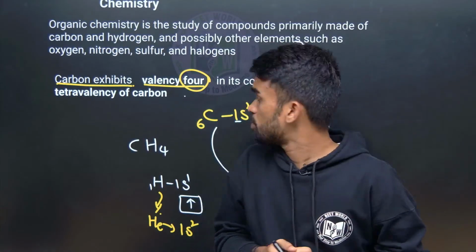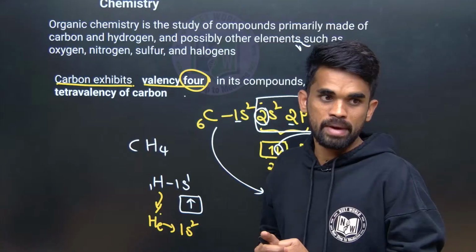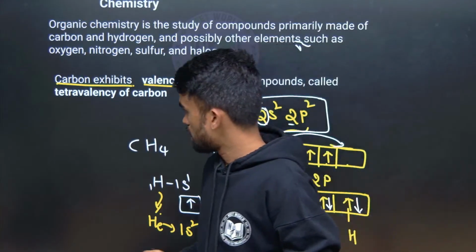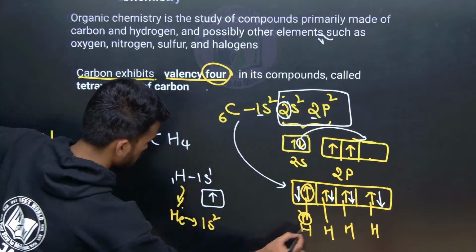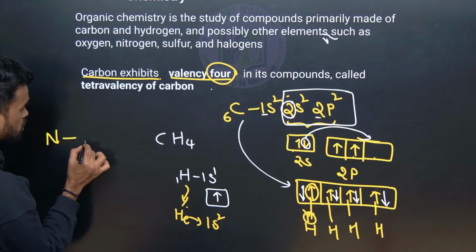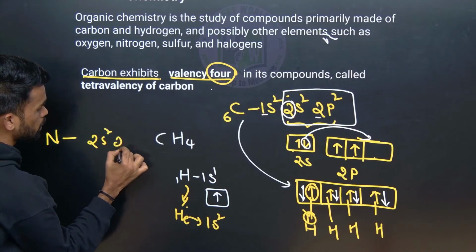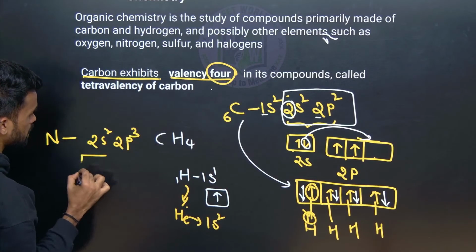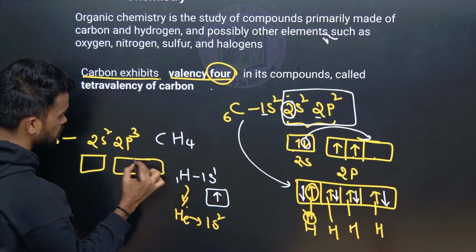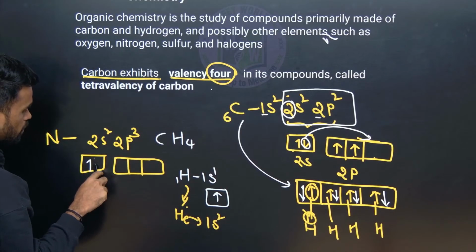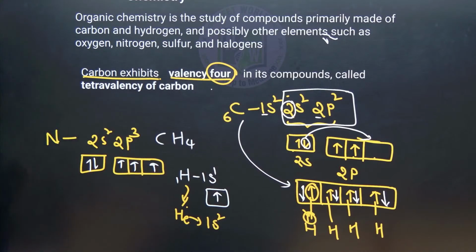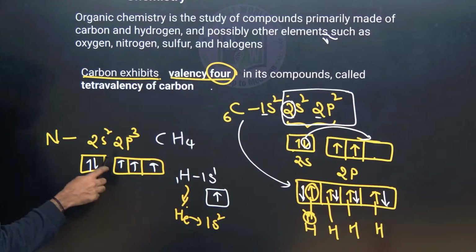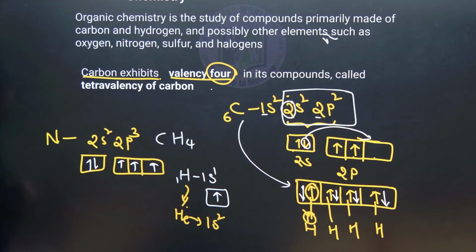Now tell me, go with nitrogen. How many bonds can it form at maximum? Simply write the electronic configuration of nitrogen. After doing this, tell me what is the valence electronic configuration? 2s2, 2p3. So just represent it like this: 1, 2, 3, 4, 5, like this. Okay. Now how many electrons does nitrogen also contain?